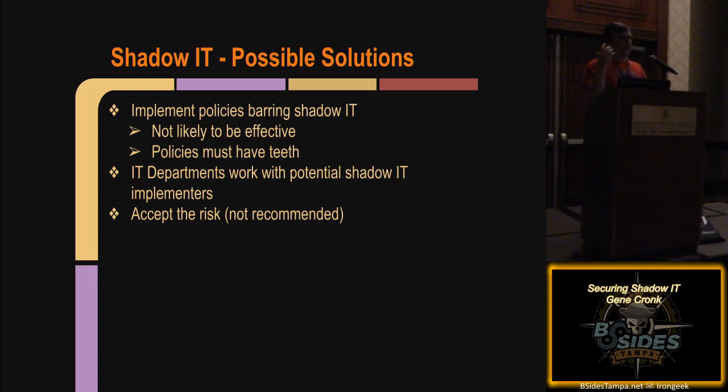So possible solutions for shadow IT: you can try to implement policies that bar it. They're not likely to be effective. A lot of times the business will try to sneak around the IT department and go ahead and try to get something implemented. Noah, can you spout off real quick what happened in your case?